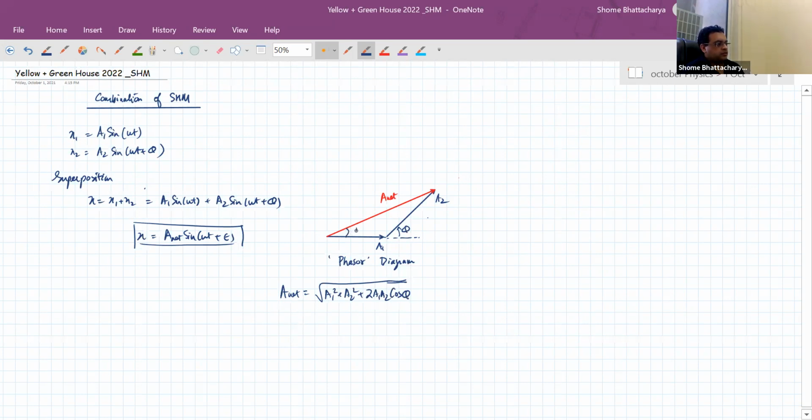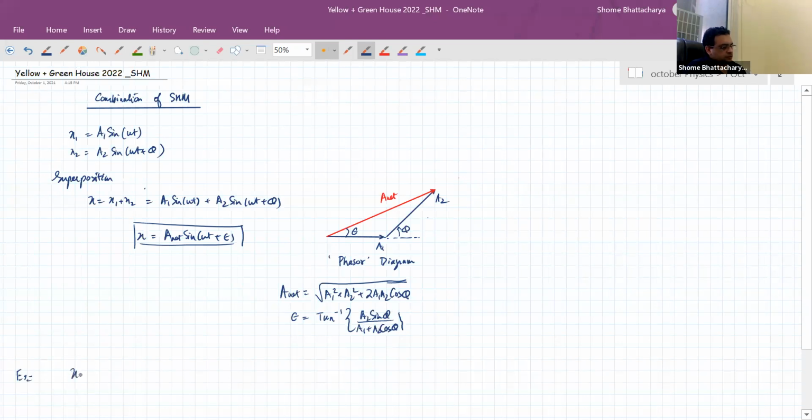And this angle, let's say epsilon, or you can give it any other name, alpha, beta, it doesn't matter. But the phase constant epsilon is tan inverse of A2 sine phi divided by A1 plus A2 cos phi. So this becomes a relation. Okay. So now moving forward, let's start with a simple example.